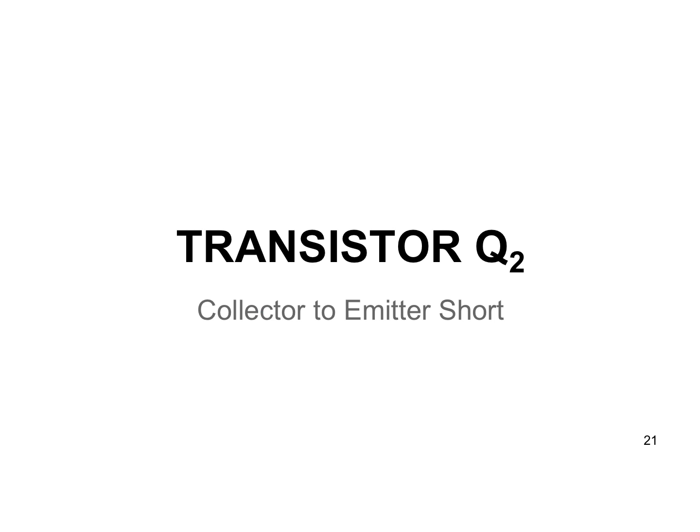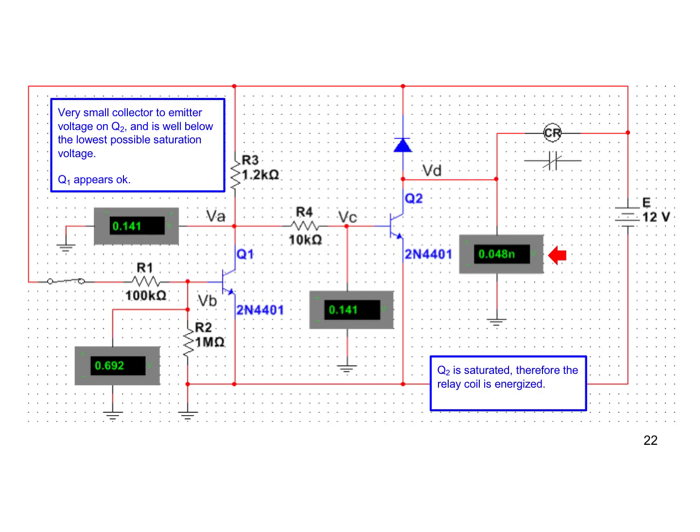Transistor Q2, collector to emitter short. Just look at this. Again, this is a simulation. It's showing 0.048 nanovolts. That's 0 volts. That means there's a short internally to make that voltage that low.